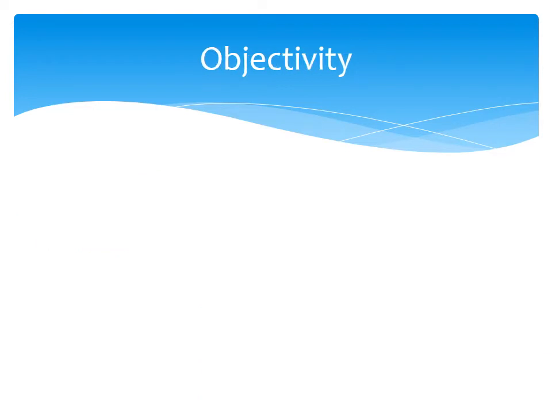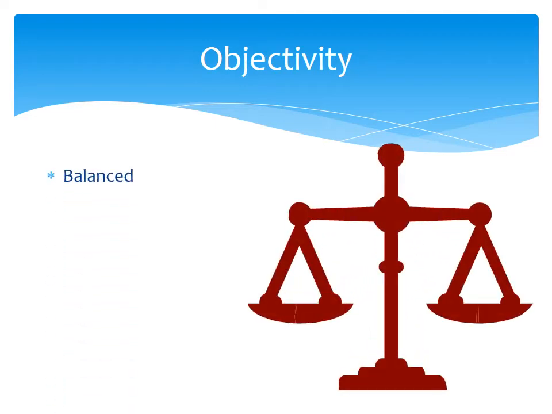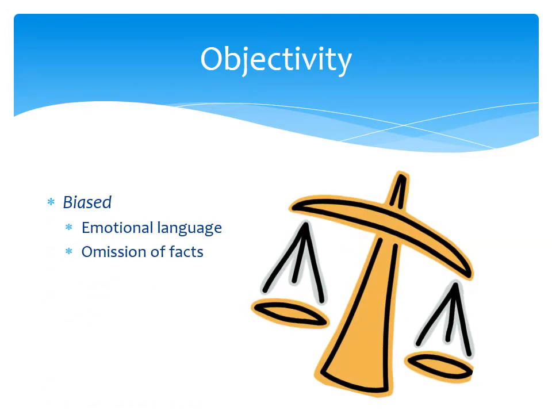This brings us to objectivity. Objectivity refers to how balanced the information on the website is. For instance, if you're researching a controversial subject, does it show both the pros and the cons of the issue? If not, you may be looking at a biased website. Bias may be categorized by emotional language, which is language that's designed to elicit an emotional response from the reader rather than just impart information, or by omission of facts, whereby the website leaves out pertinent information that could sway the way you feel about this topic.